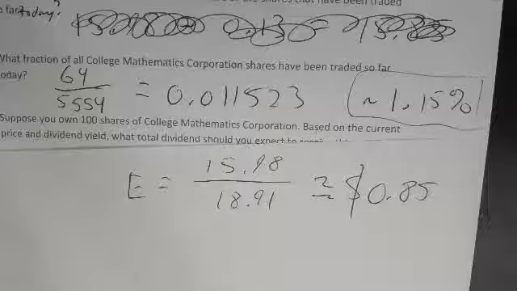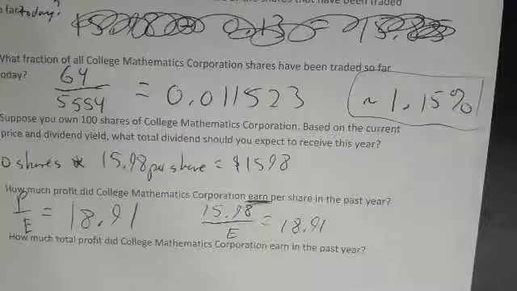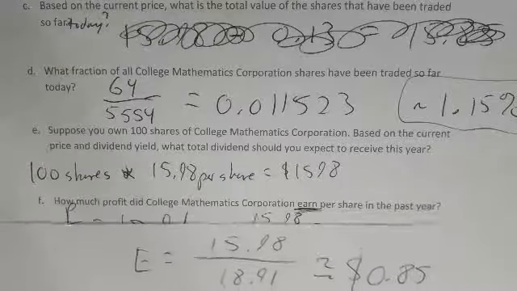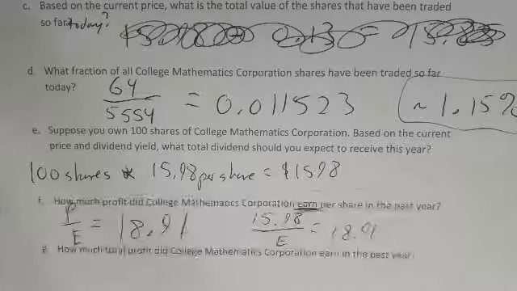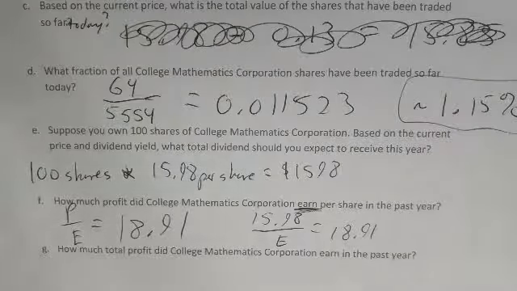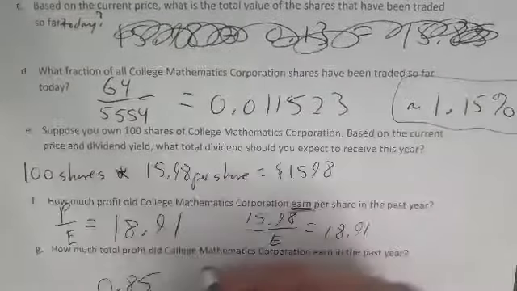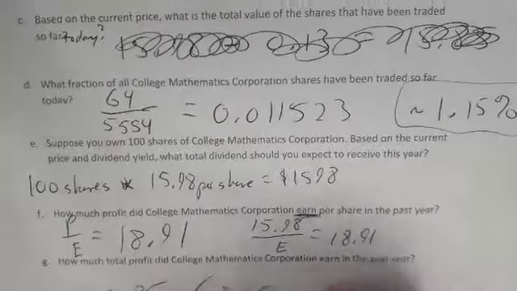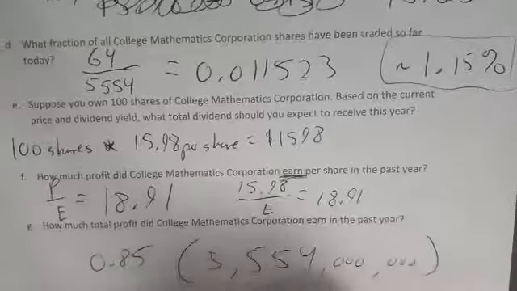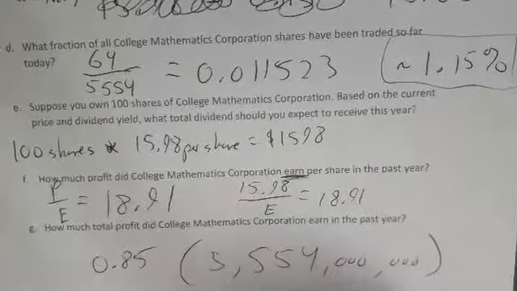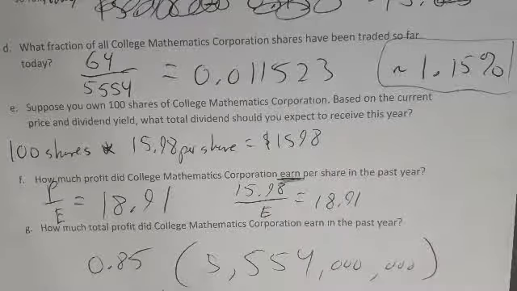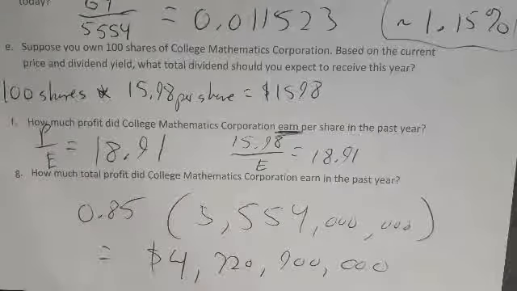And if I'm earning 85 cents per share, the last question that they're asking is how much total profit did they earn in the past year. So if I earn 85 cents per share in profit, and I have 5,554 million shares, what I need to do is take the 85 cents and I'm multiplying it by the total number of shares. And if I'm multiplying these two numbers, it should give me around 4,720,900,000.